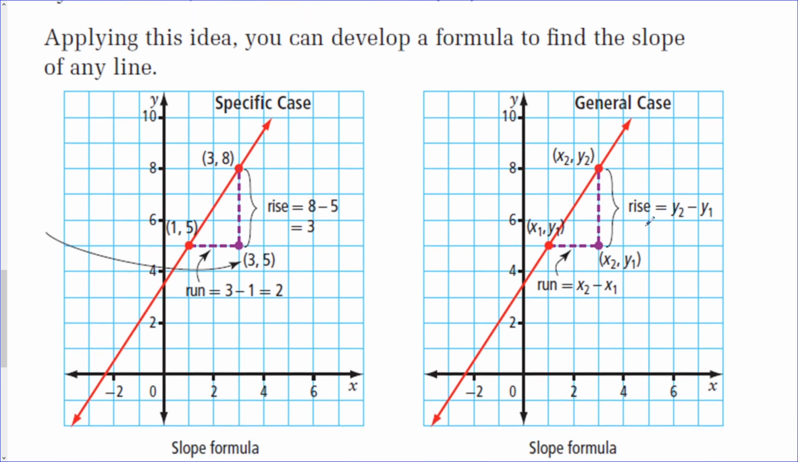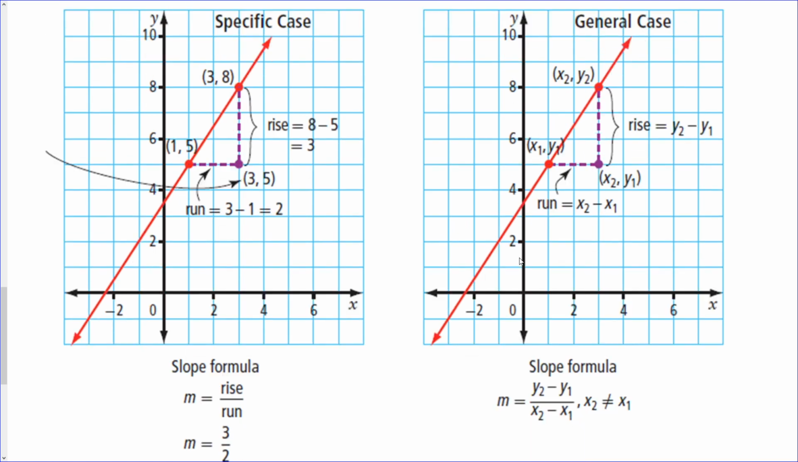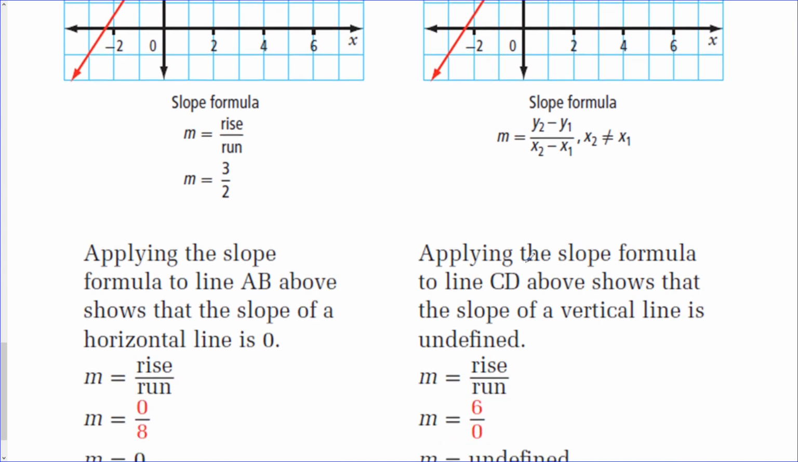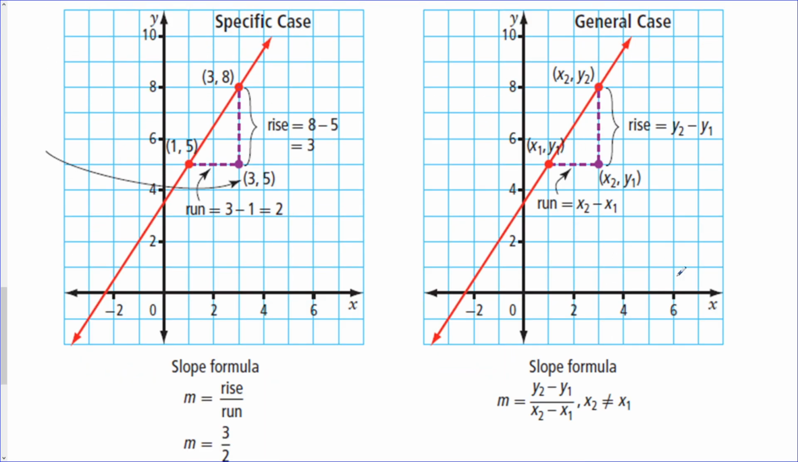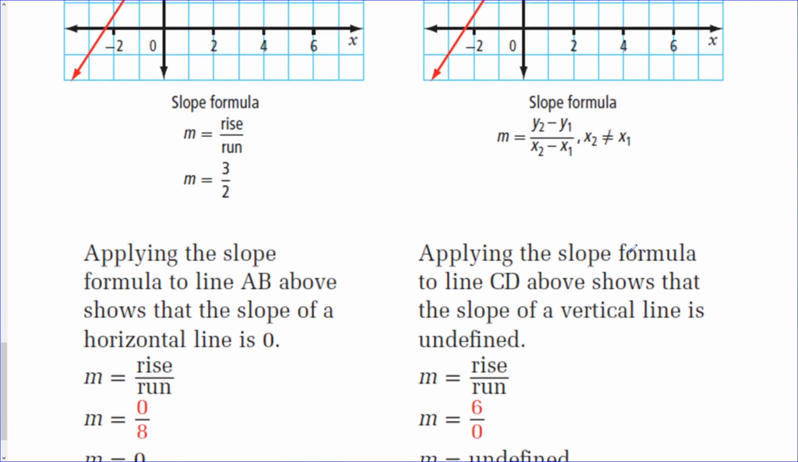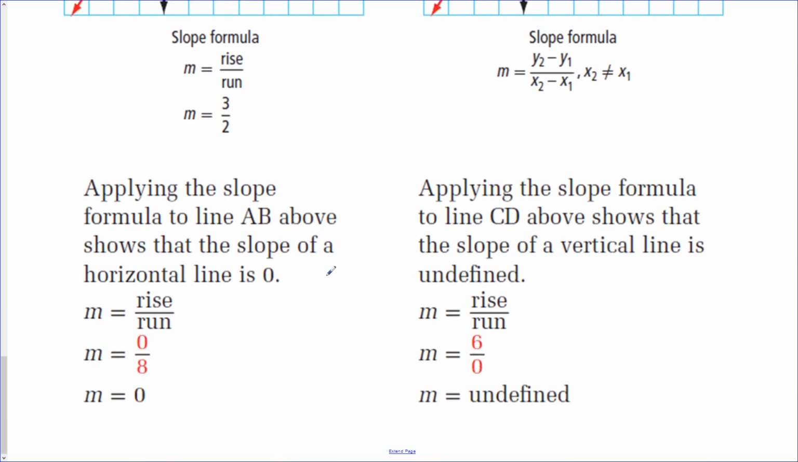If we don't have specific numbers, the rise is always y2 minus y1, and the run is always going to be x2 minus x1. So we take our second coordinate and subtract the first coordinate from it. That's basically how we do it. Obviously, we can't take the same point, so x2 can't equal x1. That's not allowed.